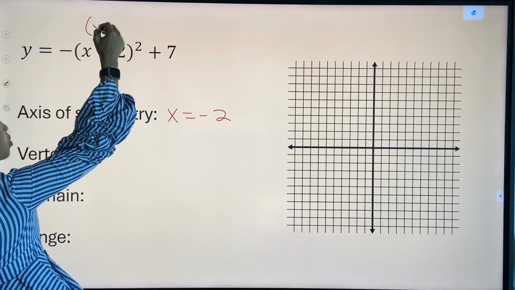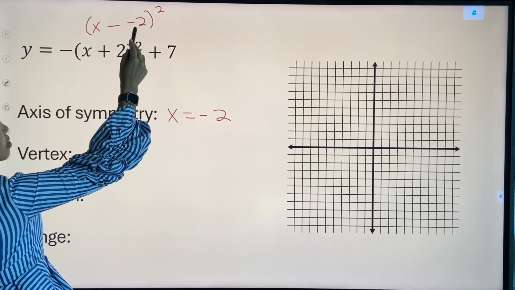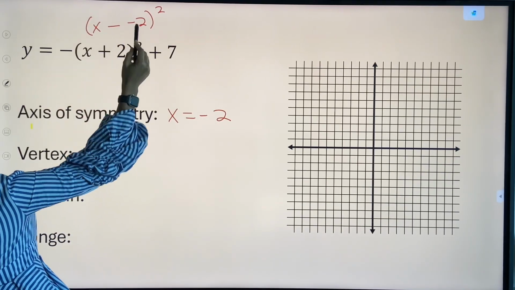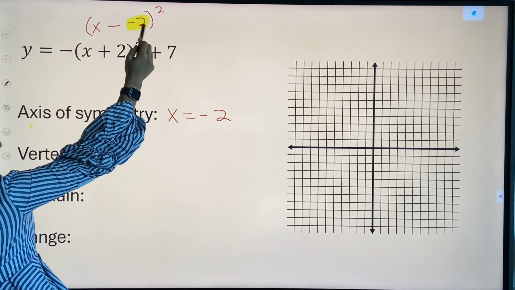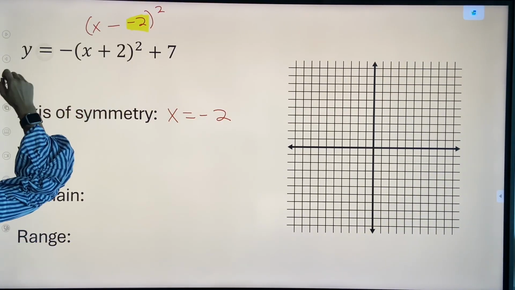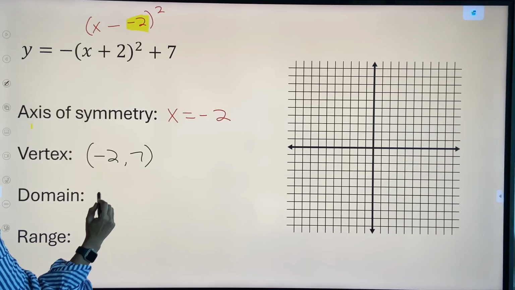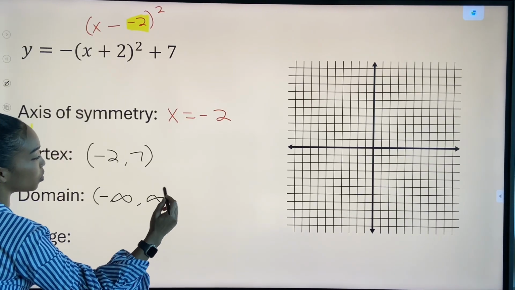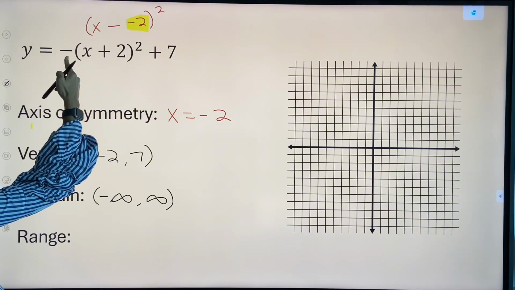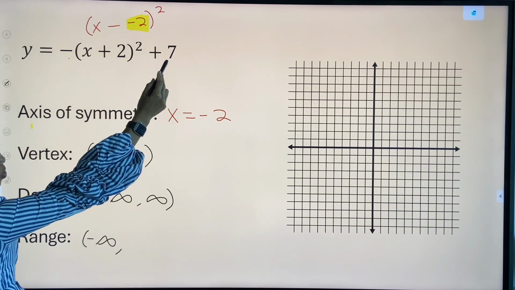Because if you think about the original problem, it's actually looking like this. This is your h value. And the two negatives made it positive, but it's going to the left. Okay, your vertex, it goes left 2, up 7. Your domain is always going to be all real numbers for a quadratic. And your range, this is facing down because there's a negative, so it's -infinity, and it goes up to 7.